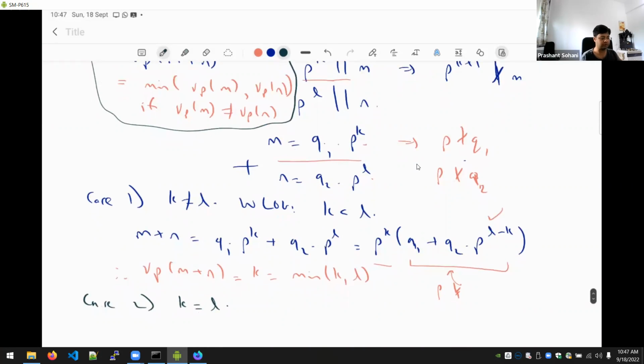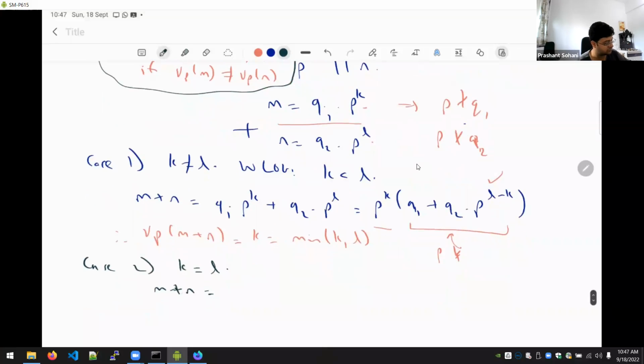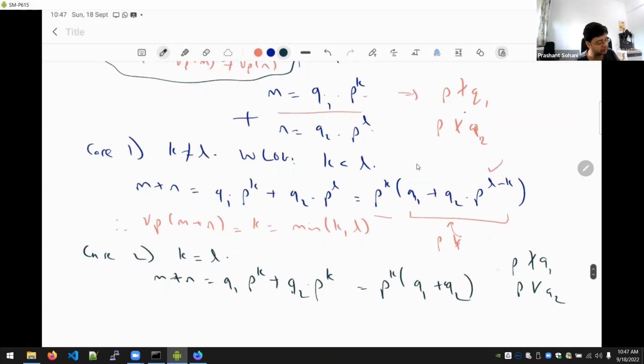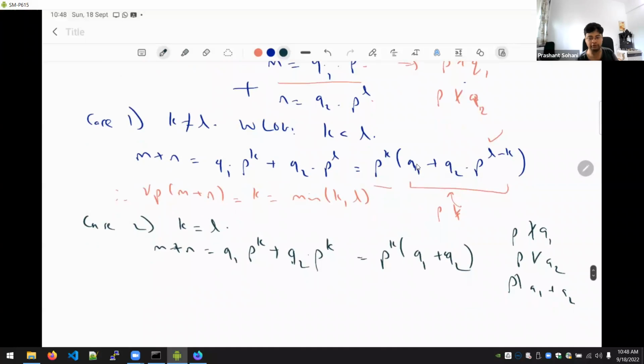Now it's a bit more complicated thing, because now m plus n is q1 p raised to k plus q2 p raised to k. We can write p raised to k in both places: p^k (q1 plus q2). See, now it is perfectly possible that although p does not divide q1 and p does not divide q2, it could be that p divides the sum. This could happen or it may not happen. We don't know for sure. So this term, we don't know whether it will be a multiple of p or not a multiple of p.